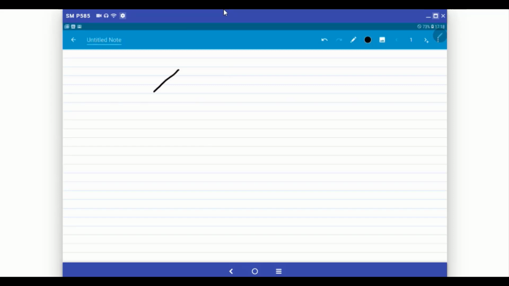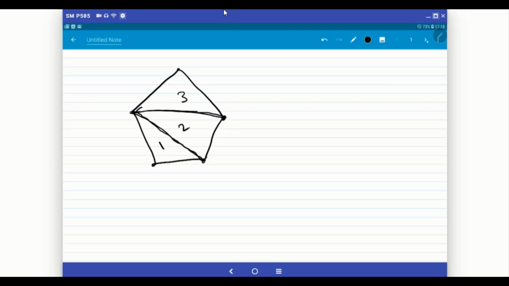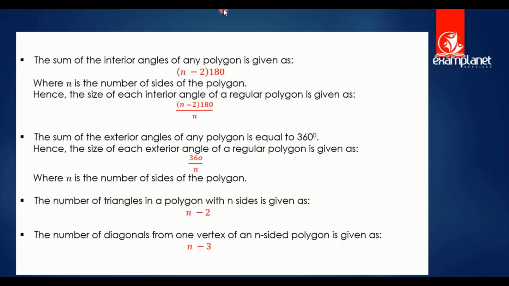Now we have a pentagon. Let me just draw a pentagon here. It has 5 sides. If I want to form triangles, I join a vertex to any vertex that is not next to it. This is a vertex, this is a vertex, this is a vertex. So I join this with this, and this with this, and as you can see, I have 1, 2, 3 triangles formed. Because I have 5 sides, the number of triangles is 5 minus 2, so 3 triangles. Those are the 3 triangles I have in the pentagon. That's what I'm trying to say there.